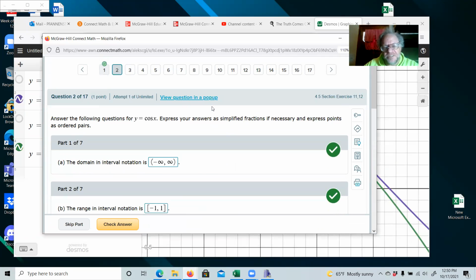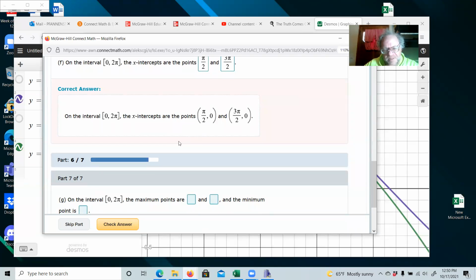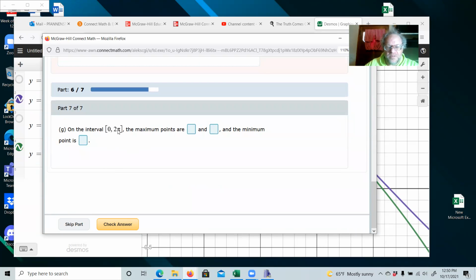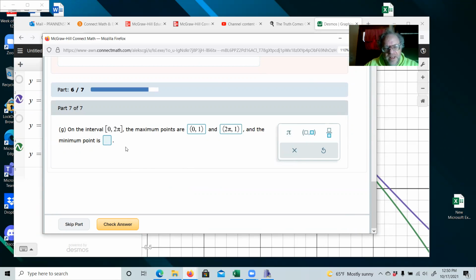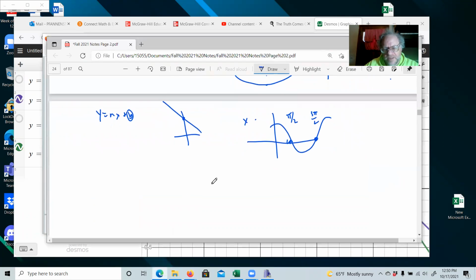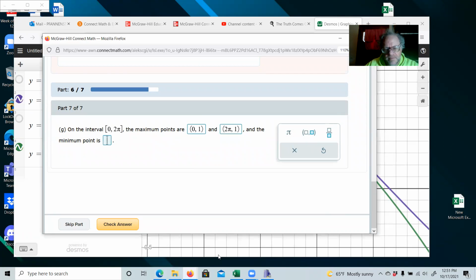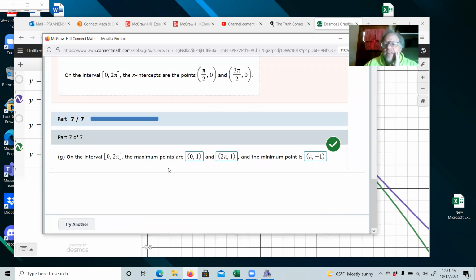Oh, points. I didn't read the instructions. Express points as ordered pairs. Okay, that's my fault. But pi over 2 and 3 pi over 2, that's where we are. On the interval 0 to 2 pi, what are the maximum and minimum points? Not going to fool me again. Okay, x was 0, y is 1, and x is 2 pi, and y is 1. And the minimum point is where this one is. It's not 0, it's negative 1 that is more minimum. And this was at pi. So we're going to have parentheses, pi, comma, negative 1.